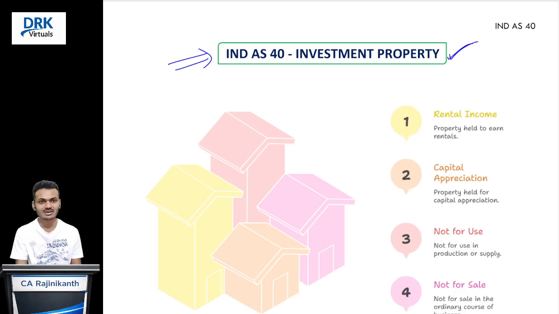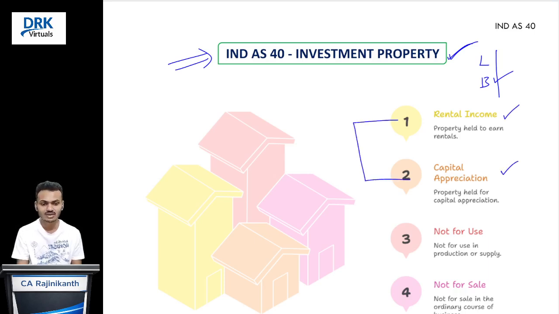This standard clearly defines it as land or building or both, or even part of a building, that is held by the entity either for earning rental income or capital appreciation, or for getting both rental income as well as capital appreciation. But note that the property should not be held for usage, either for production of goods or for providing services or for administration functions, and that asset should not be held for sale in the ordinary course of business. Then only we can say that it is an investment property as per Ind AS 40.